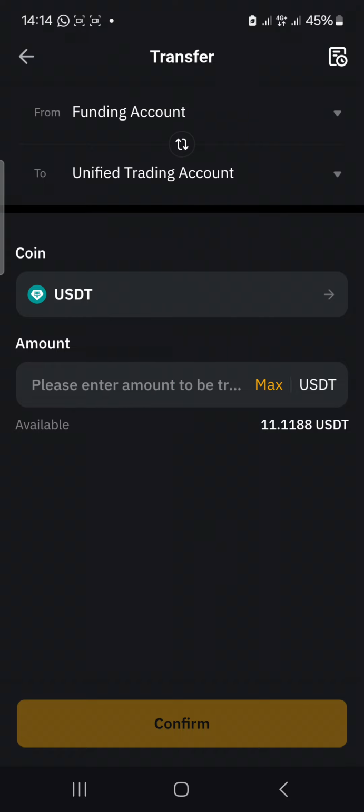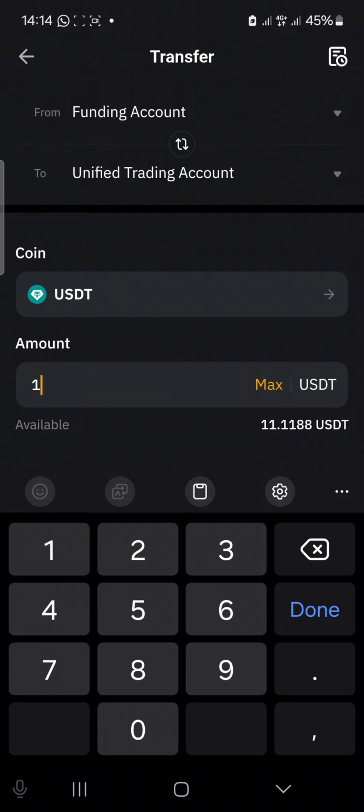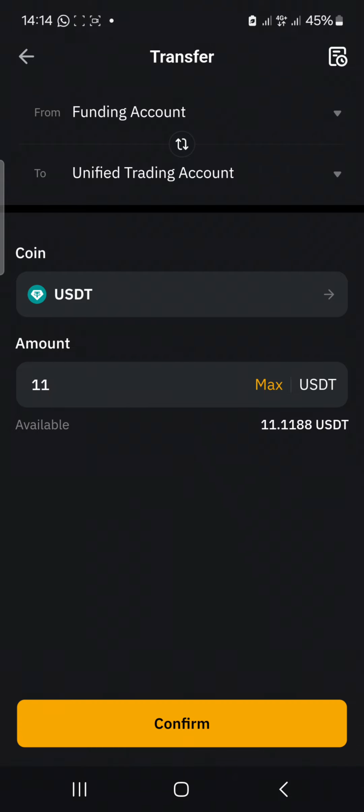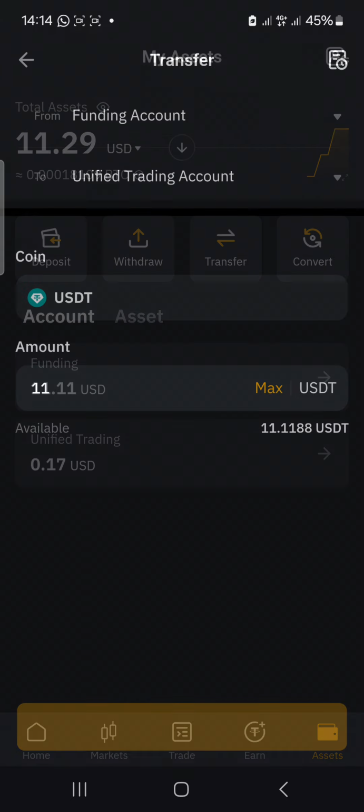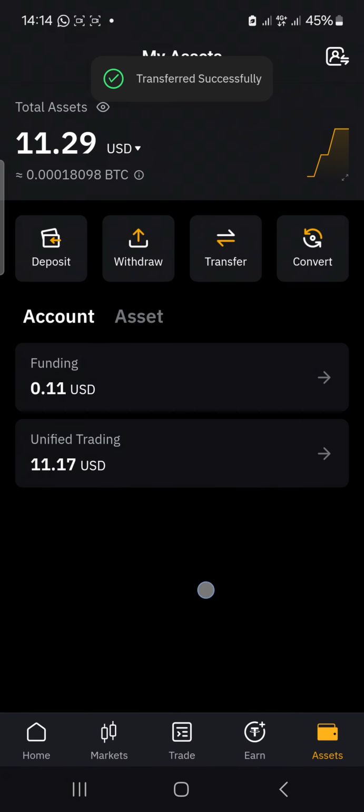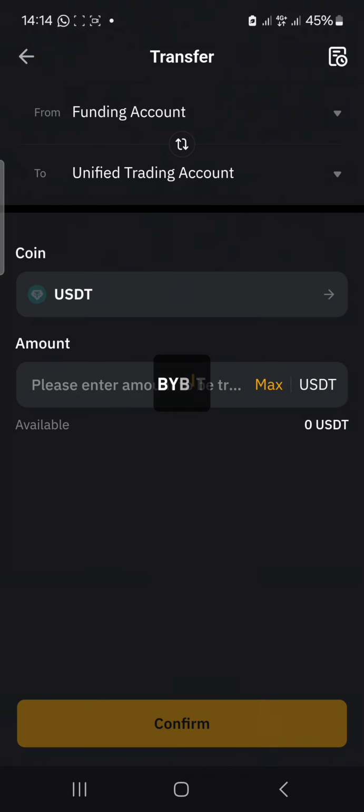So I want to type manually, I want to transfer $11. So I would type the 11, then confirm. And remember, since I'm transferring, I forgot something. So transfer, let me go back to transfer. All right.